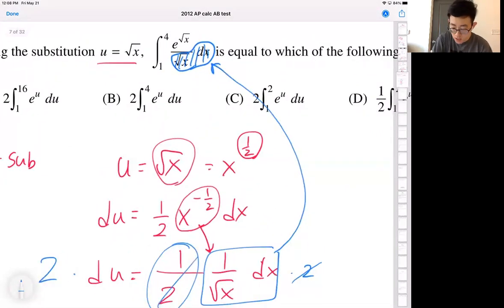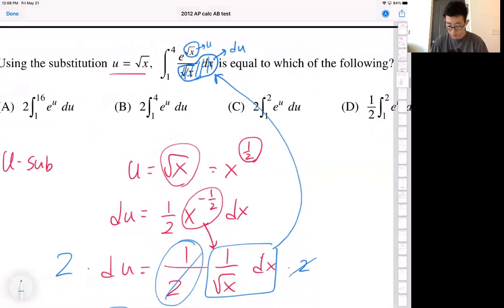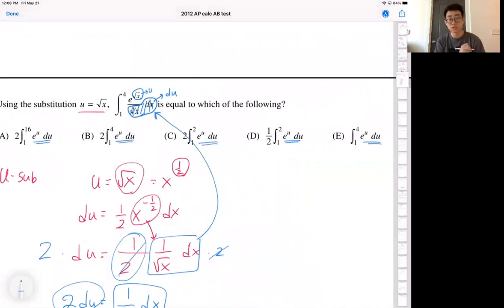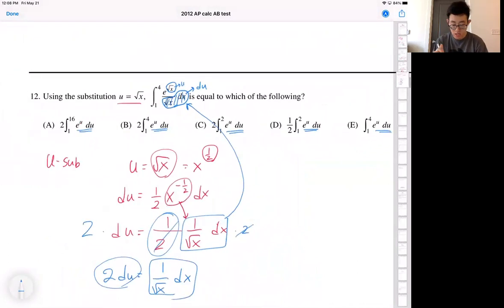That entire thing is just going to turn into du. And this right here is just going to turn into u, because square root of x is just u. Okay. So in all of your answer choices, what you will see is that e to the power of u du is going to stay put. The one thing that you do have to worry about, though, is what happens to these values, 1 and 4. Okay, so let's substitute all that in together and get what the final answer is going to be.